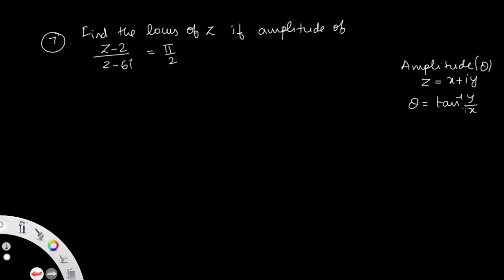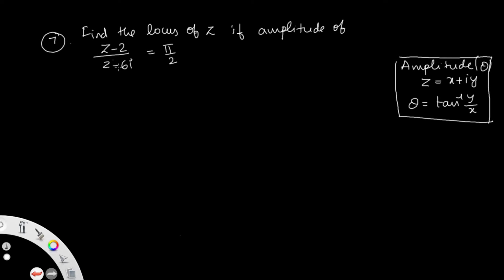The angle made by OP bar with the x-axis is called the amplitude of the given complex number. The formula is, if x is positive, theta equals tan inverse of y by x. If z equals x plus iy, theta equals tan inverse of y by x. In the question, the angle is given as pi by 2. First, we take z minus 2 by z minus 6i.